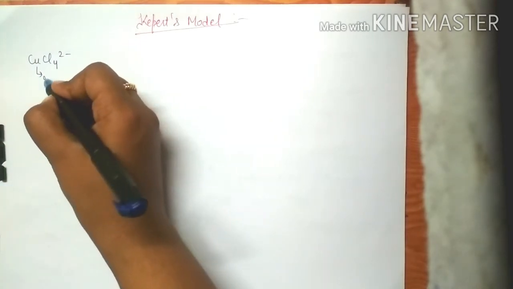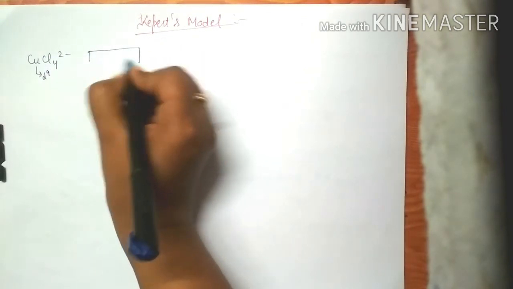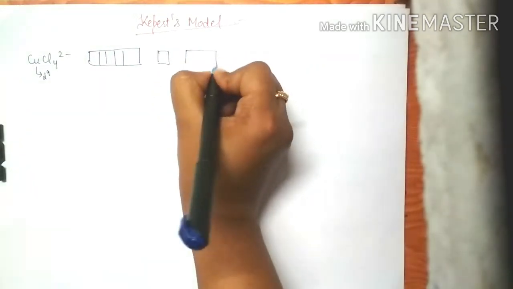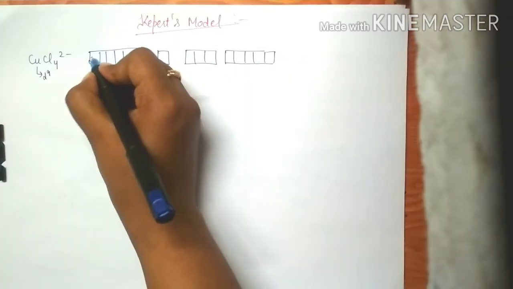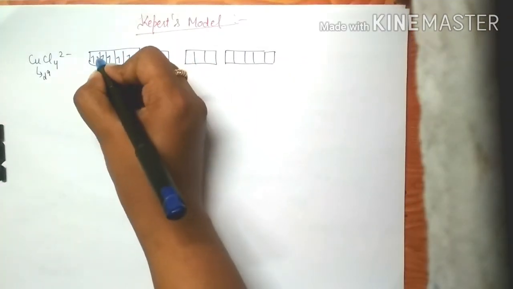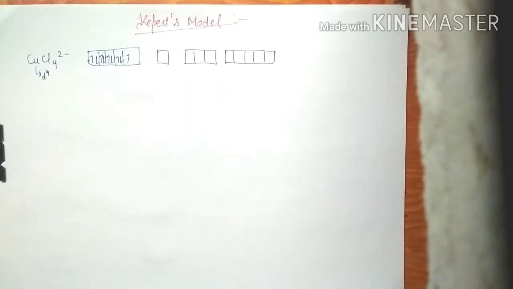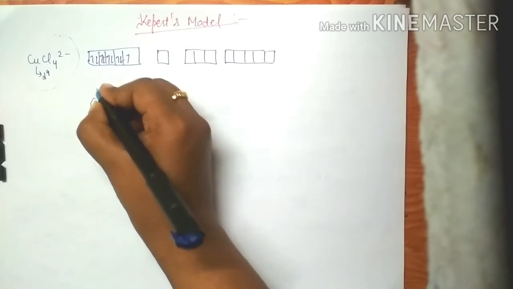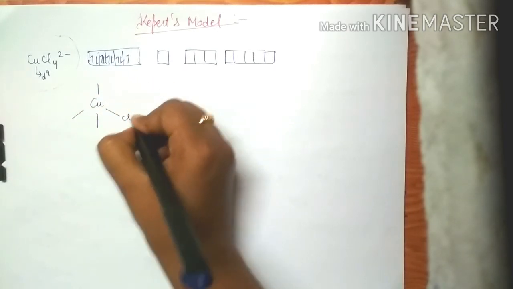Okay, here copper is in d9 configuration. So if I fill the electrons, then d9 will be 6, 7, 8 and 9, like this, right? So when we see the structure of CuCl4 2 negative, we see that it has a perfect tetrahedral structure or geometry, you can say.